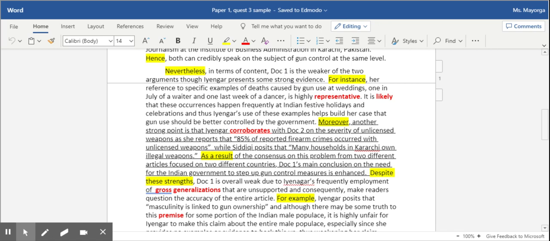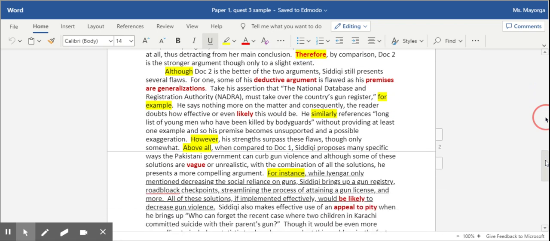So my second paragraph is all about document 1. I reviewed 2 strengths, that it is representative, but then my other strength is that it corroborates with document 2. They corroborate on just how much of a problem unlicensed weapons are. Document 1 said there were 85% of reported crimes occurred with unlicensed weapons, and then document 2 posited that many households in Pakistan own illegal weapons. So this consensus on the problem from 2 different articles, 2 different countries, shows they agree on the issue.